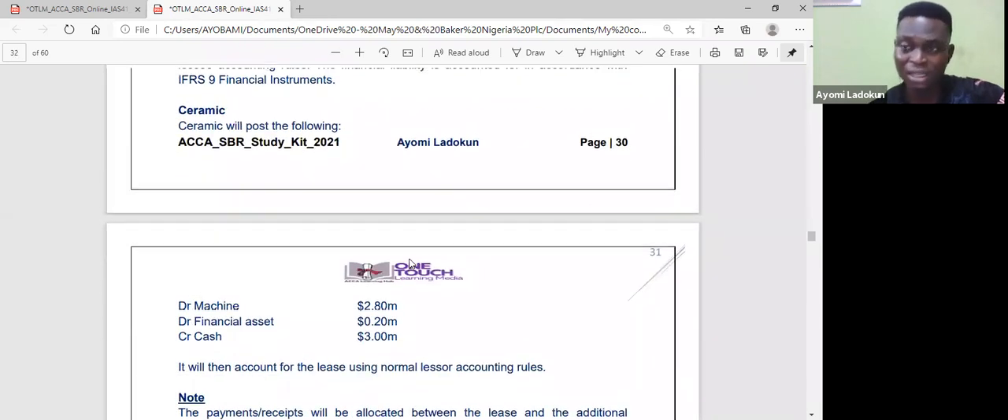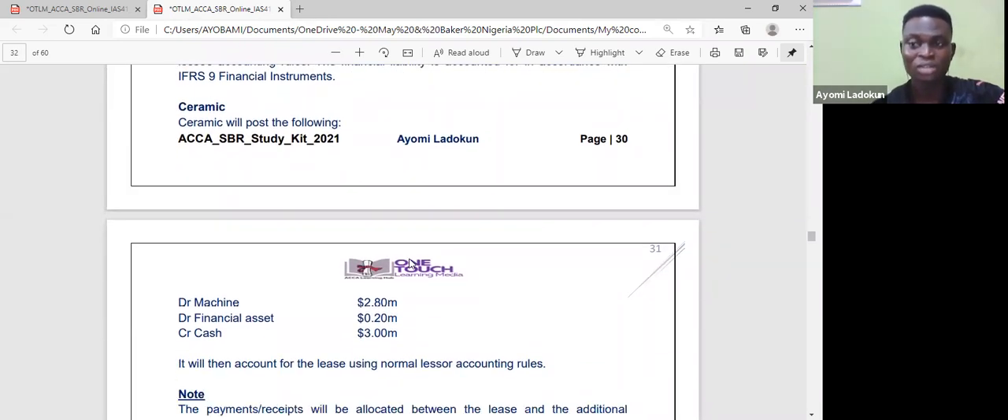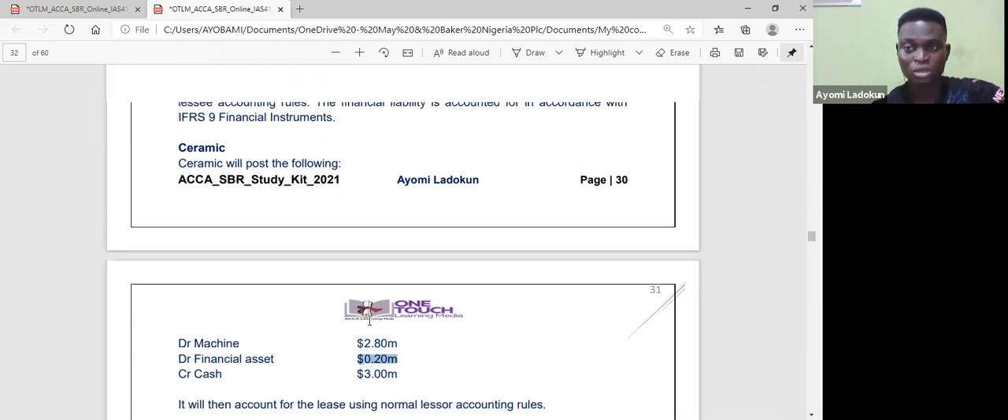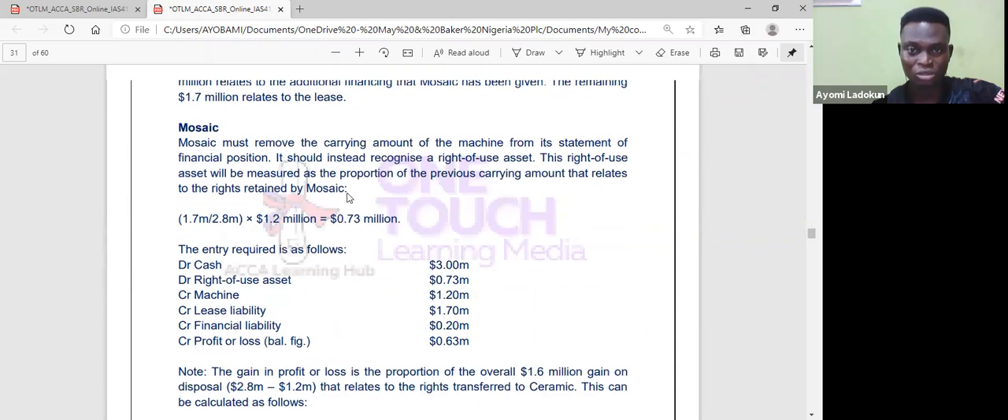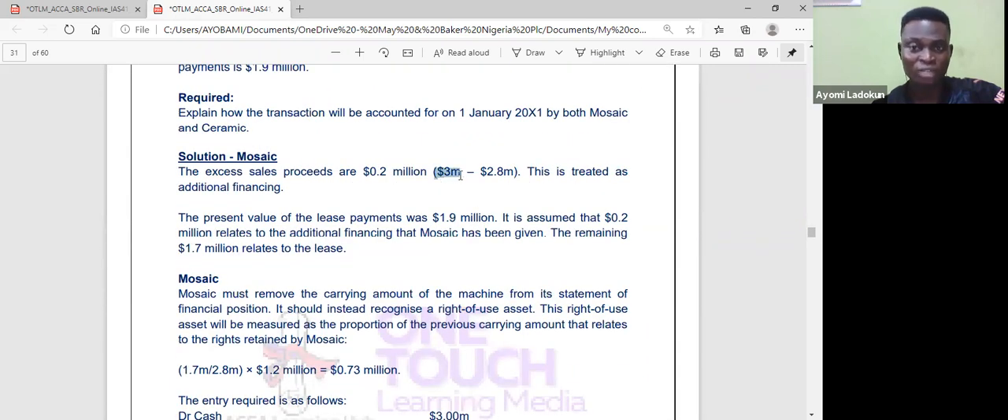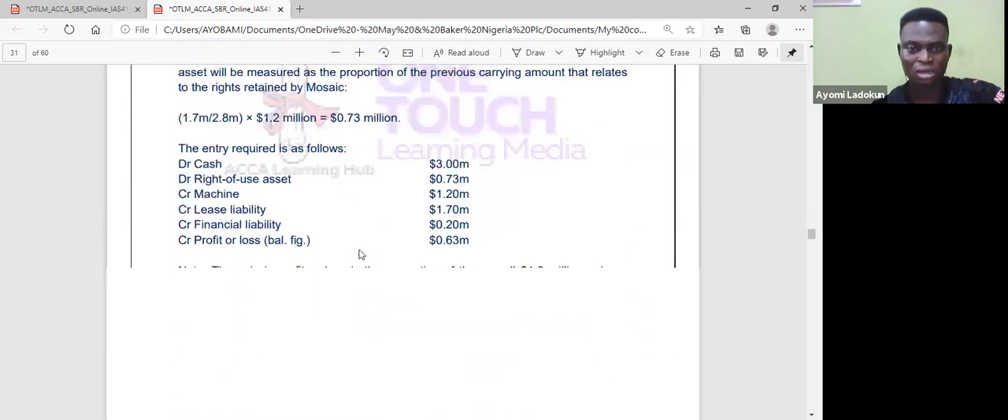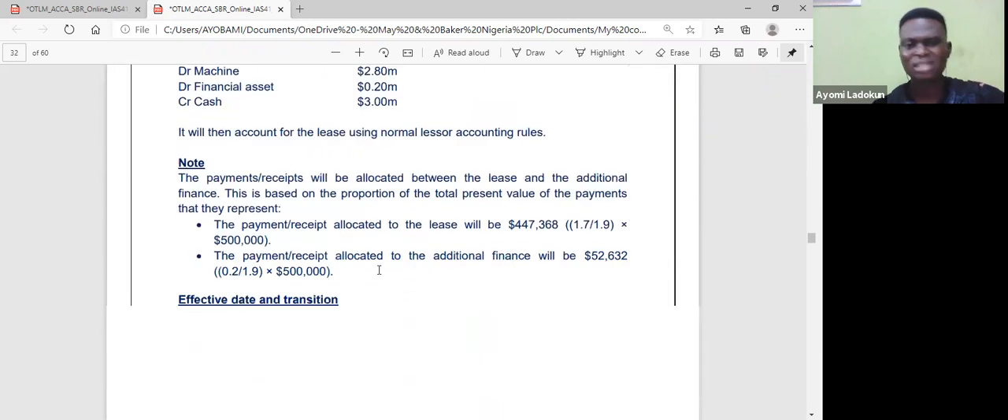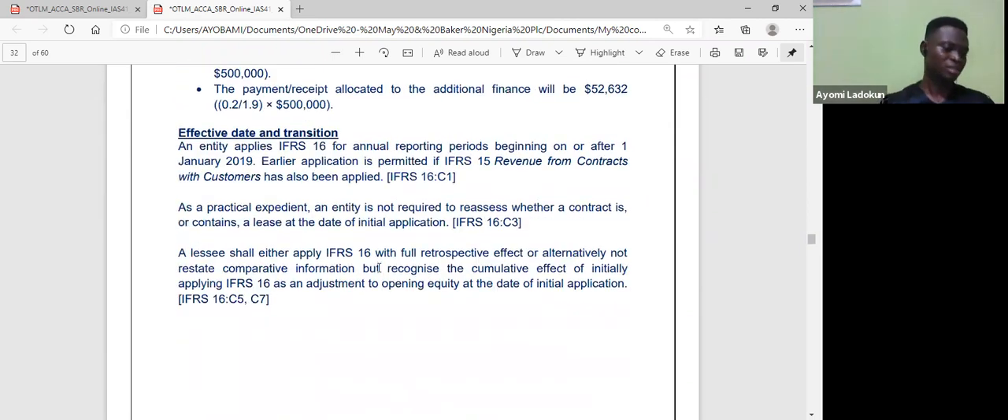In the ceramic account, that additional liability or additional finance will now be a financial asset in his own book. So credit cash, the money has gone out. Debit machine 2.8 and the difference 0.2. How did you get that 0.2? Let me show you again. We simply remove the fair value and the sales proceed. It's as simple as that. So in their own account, that's what we have. And that is the end of IFRS 16.